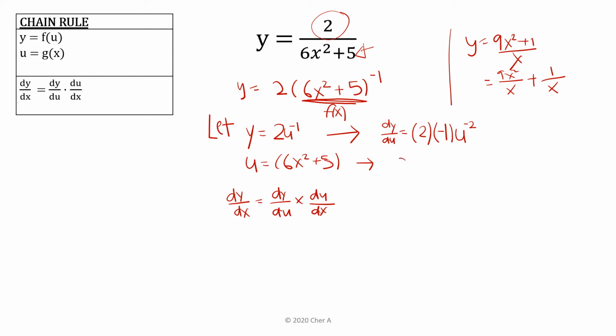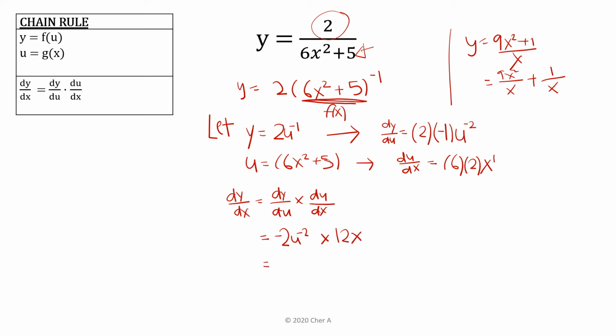So to differentiate the function of x and u, I'll have to use the sum rule. So to differentiate 6x squared, I'll have 6, bring down the power, x to the power of 1, plus 5 will be nothing. So my dy over du will be negative 2u to the power negative 2 times du over dx is equal to 12x.